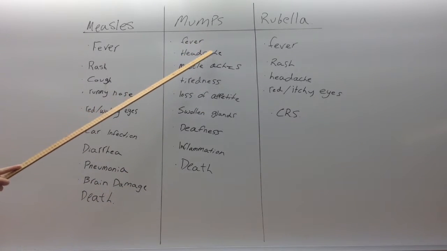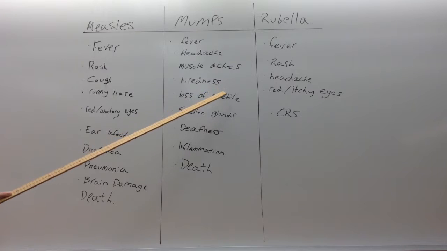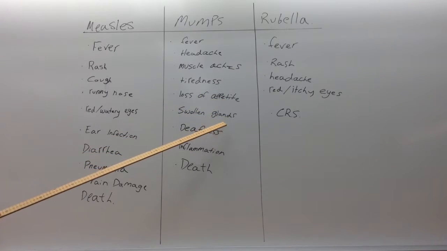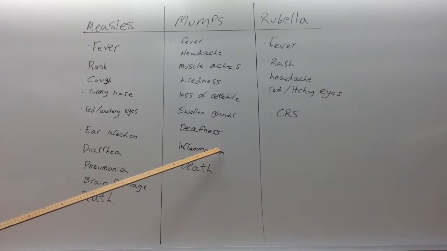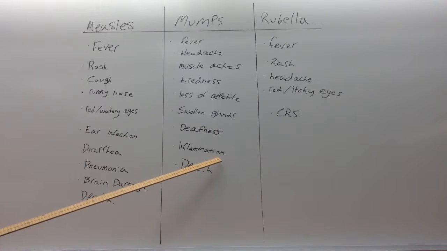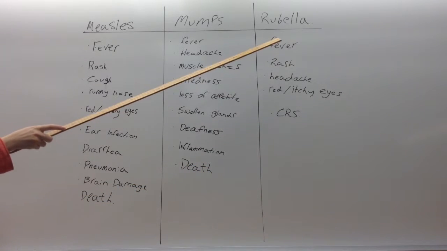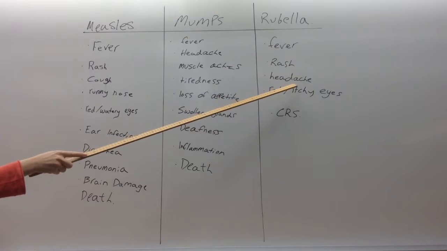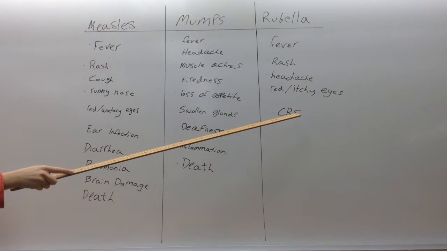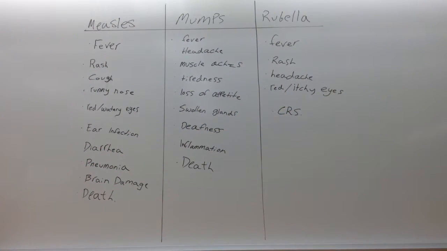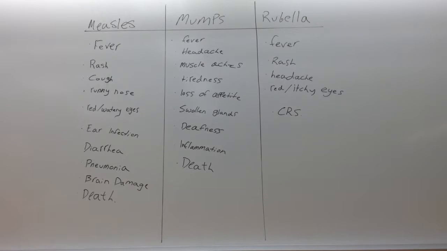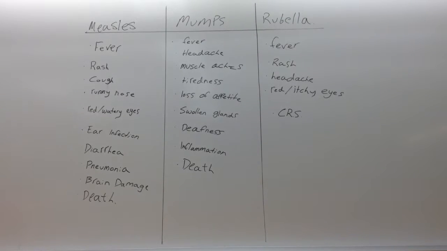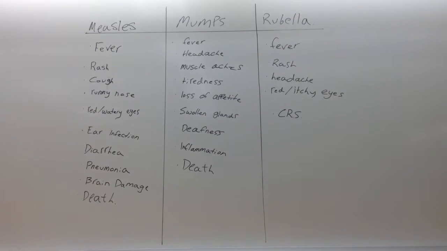Mumps causes fever, headache, muscle aches, tiredness, loss of appetite, swollen glands, deafness, inflammation of the brain and spinal cord, and death. Rubella causes fever, rash, headache, red itchy eyes, and CRS in pregnant women who get this disease, and CRS can cause deafness, blindness, heart problems, or neurological problems in the unborn baby.